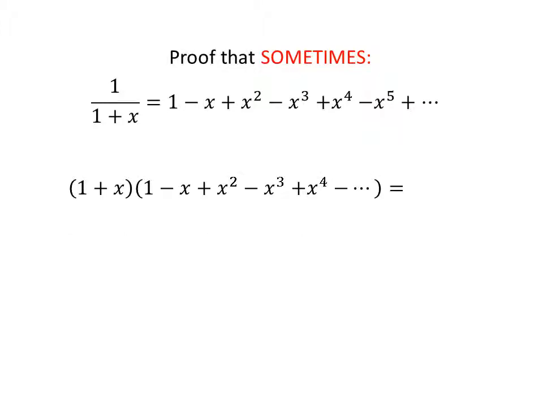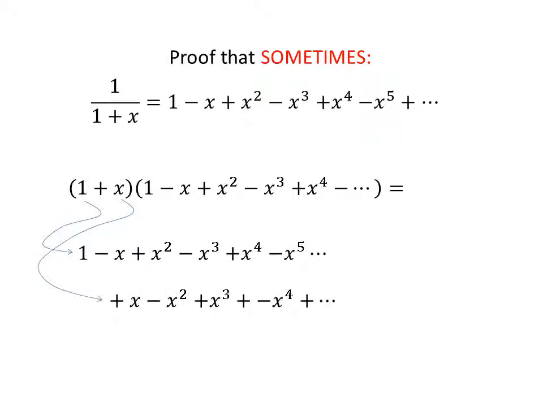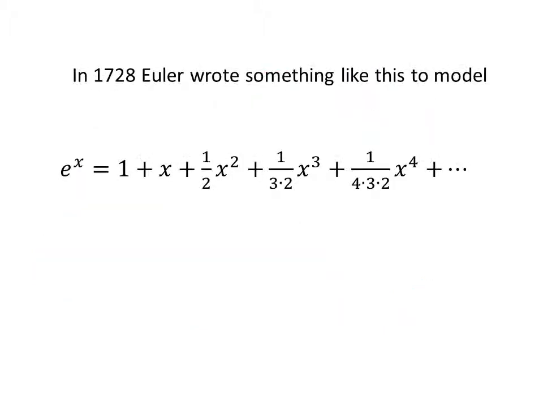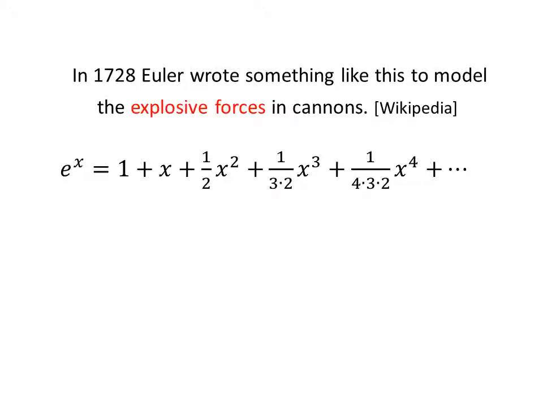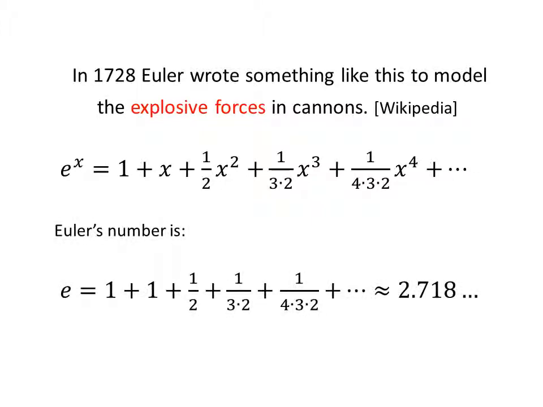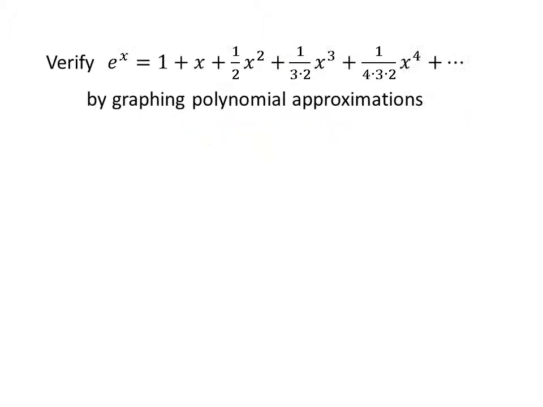We multiply these together. One term is a power series, the other term is another power series. Note the cancellation, yielding the result 1 that we need. In 1728, Euler was working on explosive forces in cannons when he wrote this equation down. Euler's number is obtained by setting x equal to 1.